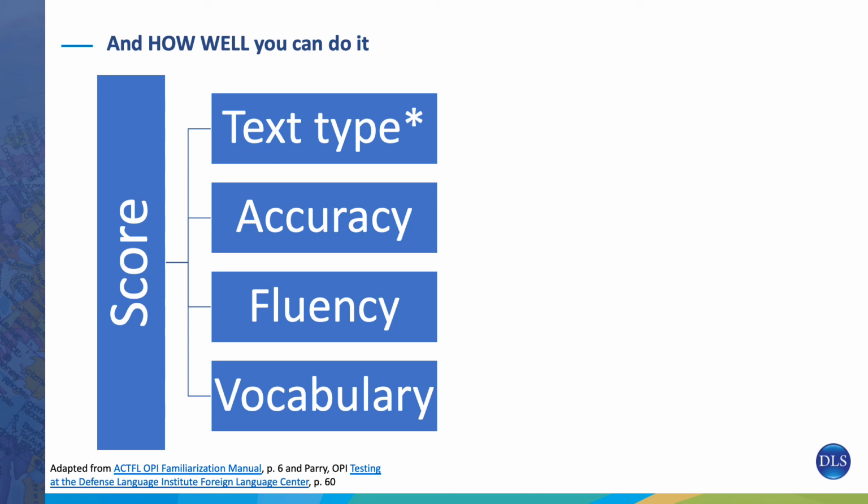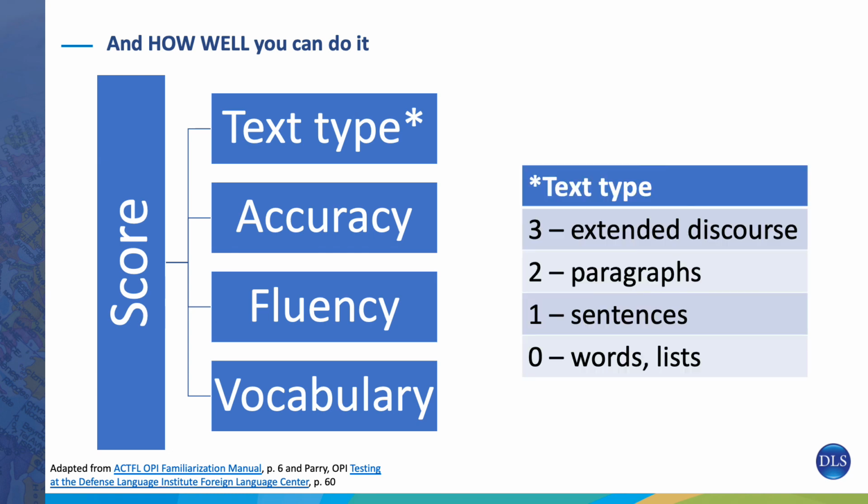In addition to testing to see what you can do, the tester is also looking at how well you can do it. And what they're looking for is text type, accuracy, fluency, and vocabulary. When we say text type, we mean the type of language that the speaker is producing. So for a level 0 or 0 plus, really, the student is only expected to say words, phrases, or maybe a list. At level 1, however, the student is expected to speak in complete sentences. In level 2, the student should be able to speak at paragraph level. And then at level 3, the expectation is that the student will be able to speak in extended discourse or multi-paragraphs.